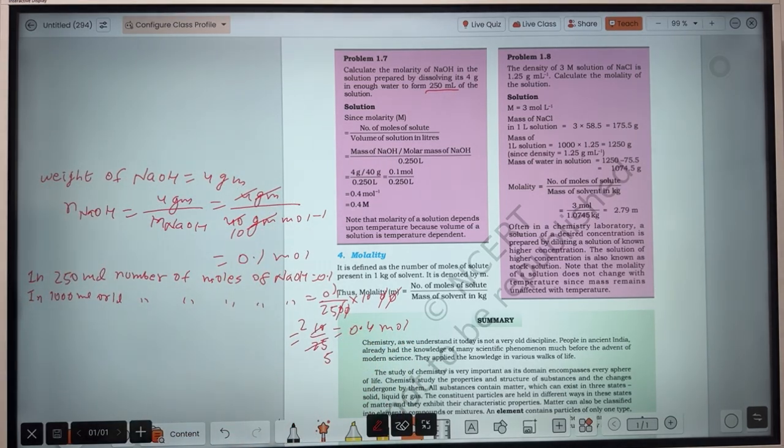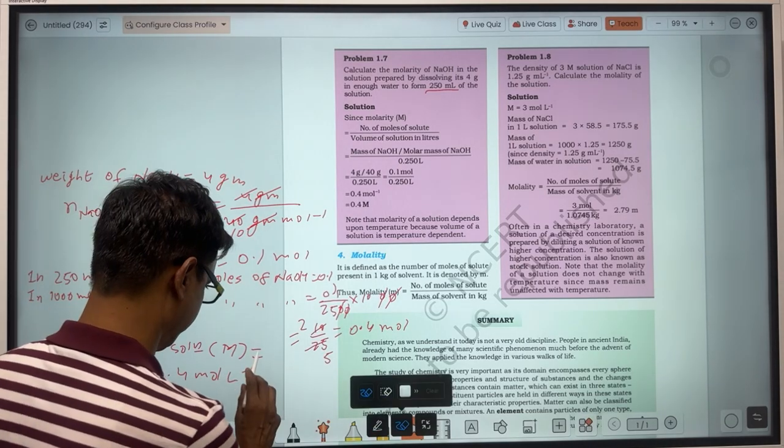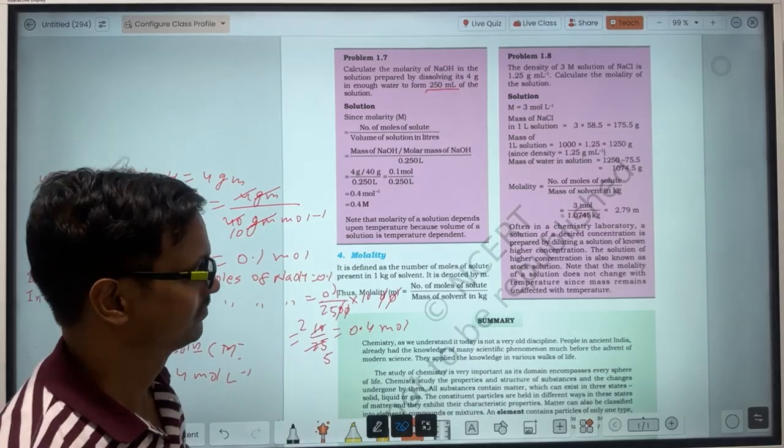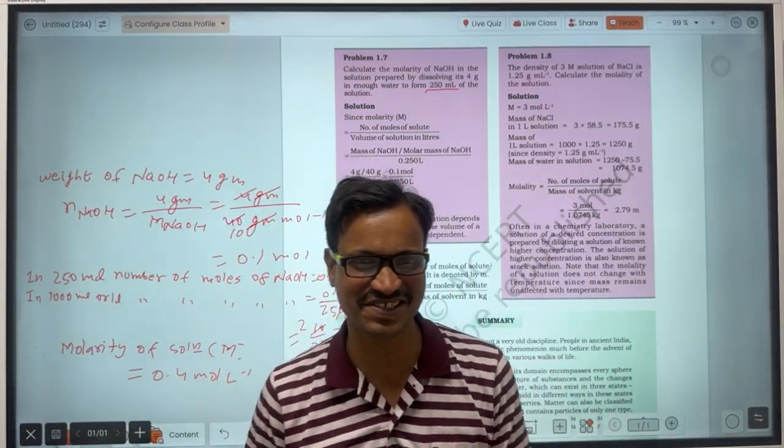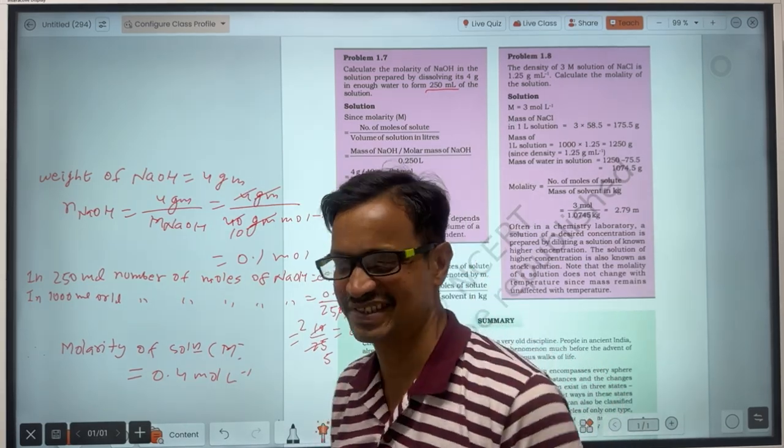So in 1 liter, the number of moles of NaOH will be 0.4 mole. Therefore, the molarity of the solution equals 0.4 mole per liter. Okay guys, this question was very easy. Now proceed.